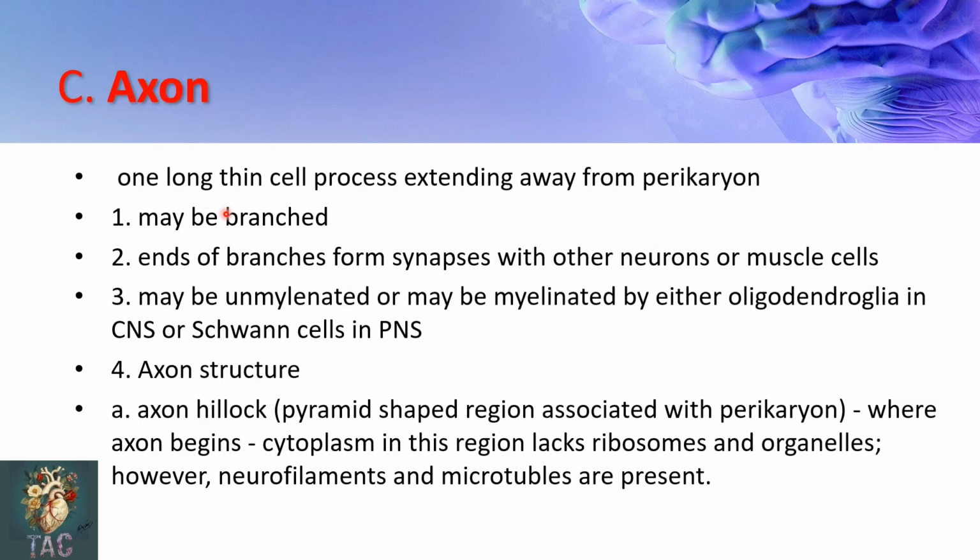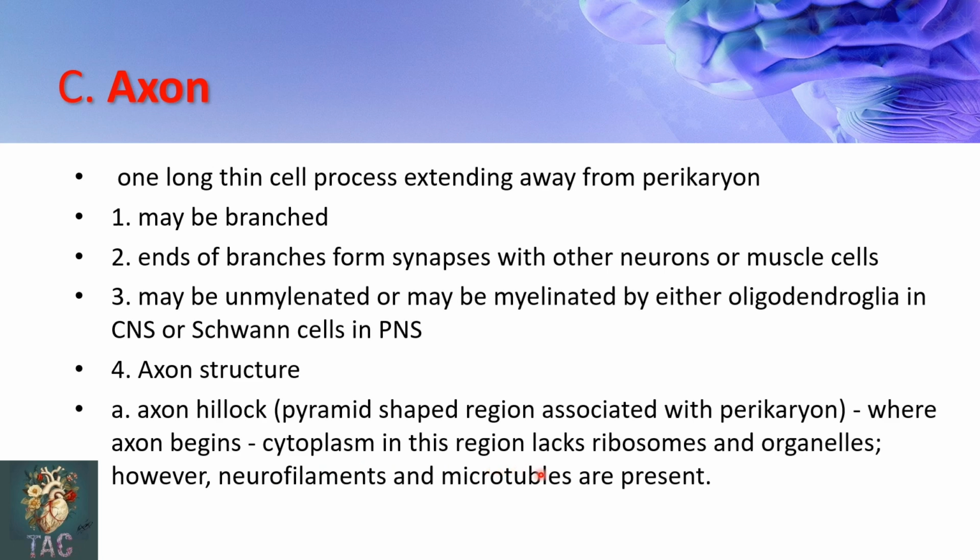So axons are one long thin process extending away from the perikaryon. It may be branched. Ends of the branches form synapses with other neurons or the muscle cells. It may be unmyelinated or may be myelinated. In case of the central nervous system, myelination takes place by oligodendrocytes, and in case of the peripheral nervous system, the myelination is done by the Schwann cells. The axon structure is that it has an axon hillock, which is a pyramidal or conical shaped region associated with the perikaryon where the axon begins.